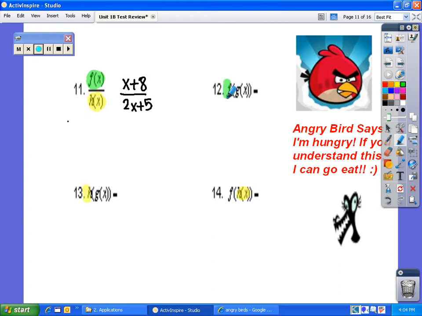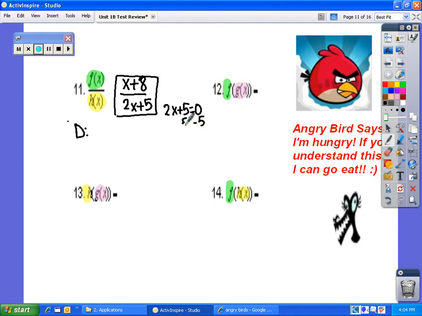Just getting all the colors together so you know which ones you should be looking at. Alright, so (x plus 8) over (2x plus 5) is the answer. But you know that we need a domain whenever we're dealing with division. So we set our 2x plus 5 equal to 0.